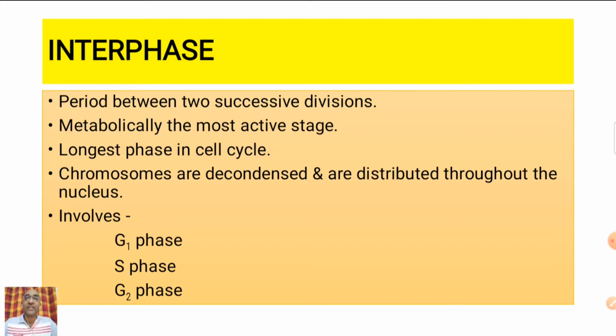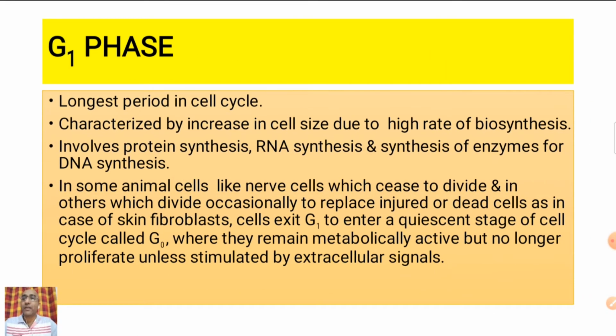Now come to the G1 phase. G1 means first growth phase. It is the longest period in the cell cycle as compared to G2, S and others. It is characterized by an increase in the size of the cell. What are the events that occur during the G1 phase? It involves protein synthesis, RNA synthesis and various enzyme synthesis which are required for DNA synthesis. So, the enzymes required for DNA synthesis are also synthesized during this G1 phase.